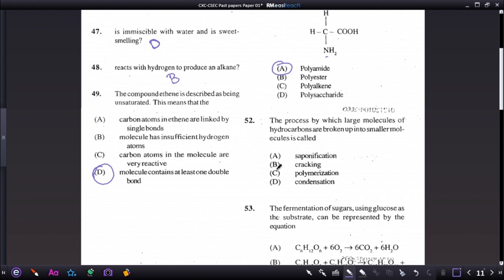52. The process by which large molecules of hydrocarbons are broken down into smaller molecules is called cracking. So we use cracking to break down the larger hydrocarbons into smaller ones. And there are two types of cracking, of course: thermal cracking and catalytic cracking.